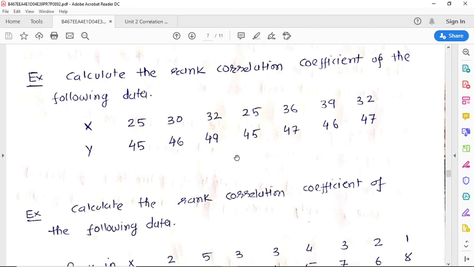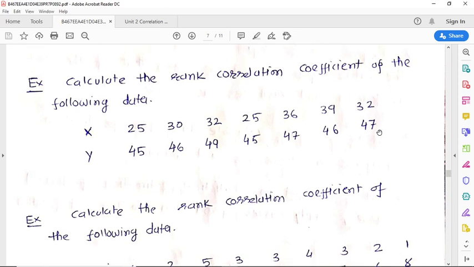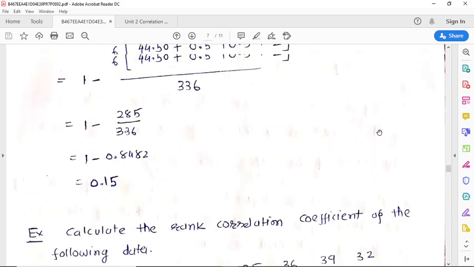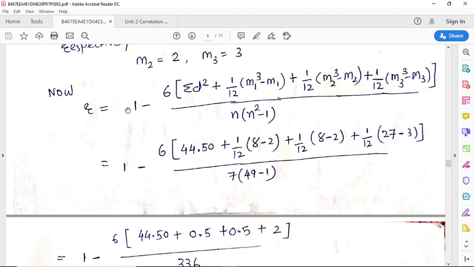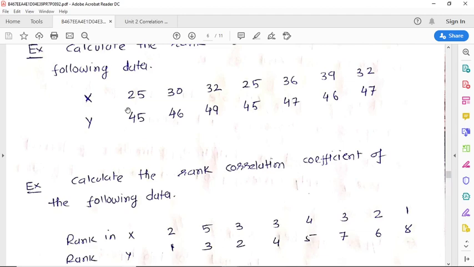Clear? We have the simple formula: r is equal to 1 minus 6 times [sigma d square plus 1 by 12 (m1 cube minus m1), plus for the second, m2 cube minus m2, and third, 1 by 12 (m3 cube minus m3)], and the division is n into n square minus 1, and subtract this division from 1. Okay, so that is the simple formula. Prepare the first table and then derive the answer.